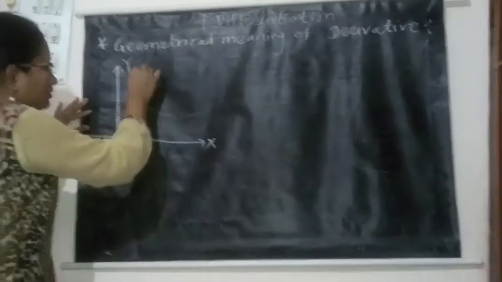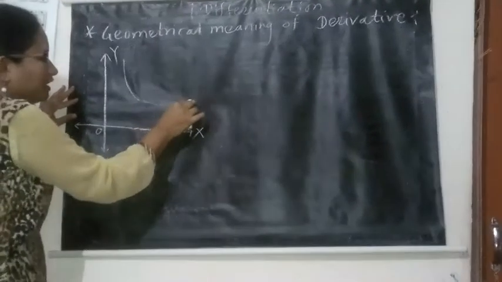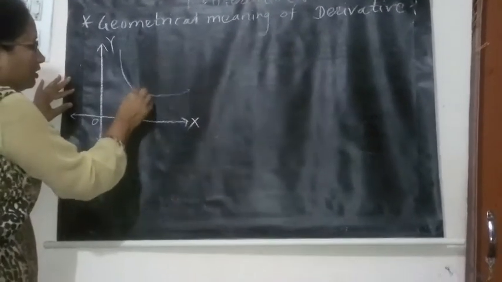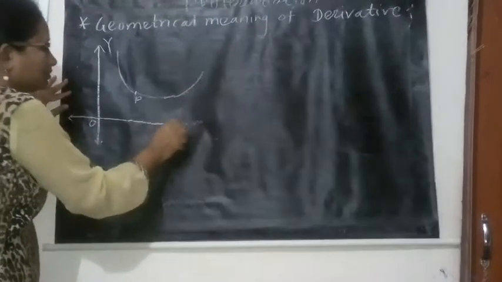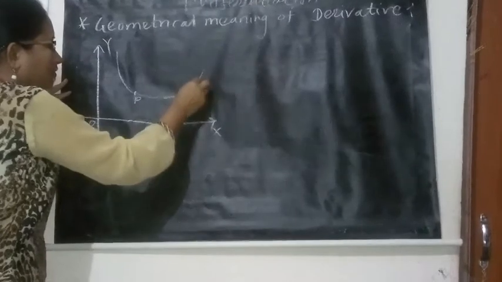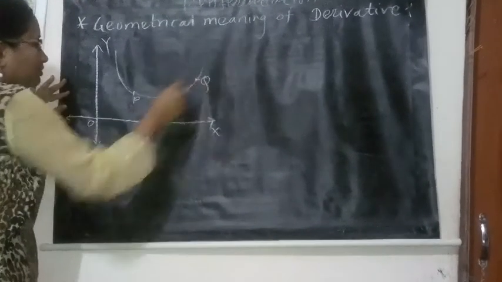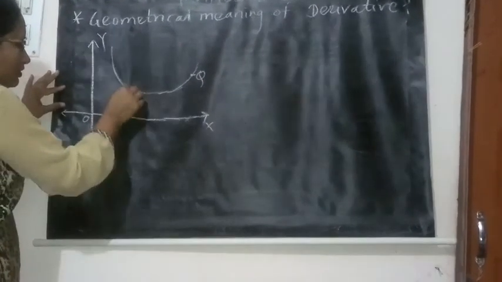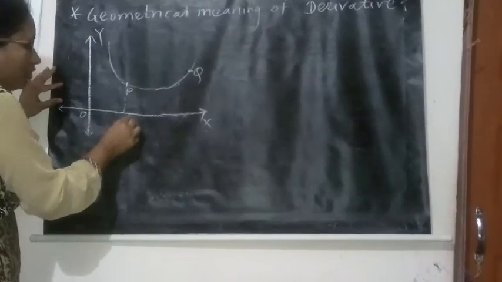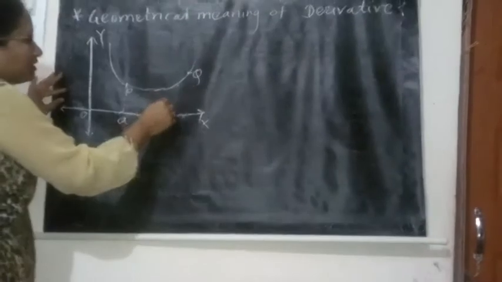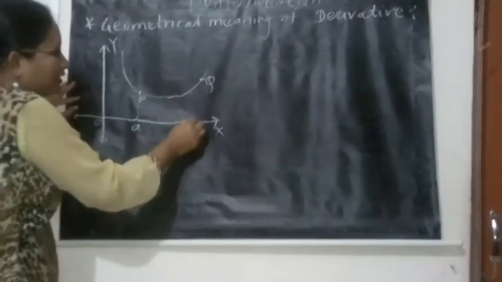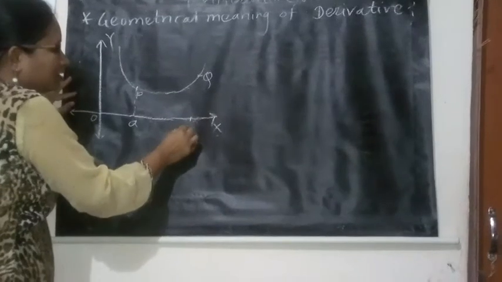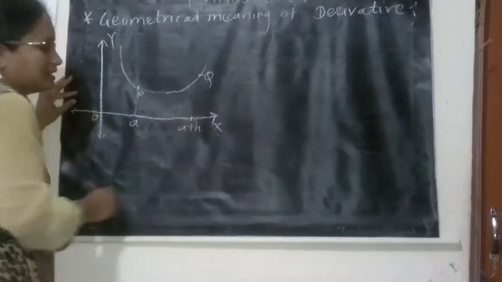Now we have to draw a curve and consider points on this curve. Here point P, and here point Q. So we have to take a point A on the x-axis. Similarly, we take a little distance from point P, that is here we consider point A plus H on the x-axis.